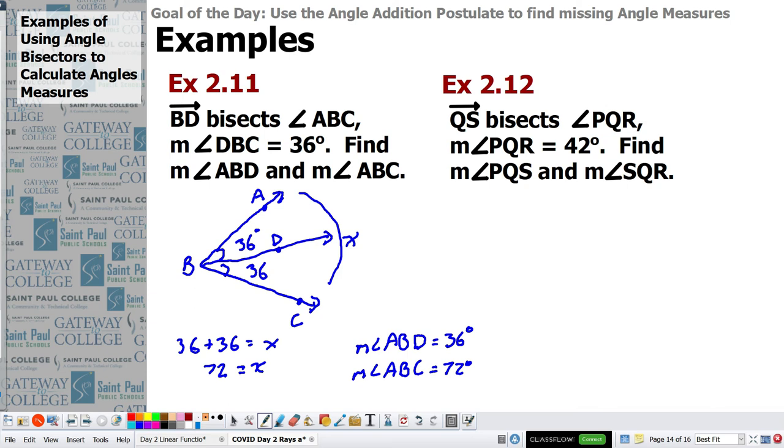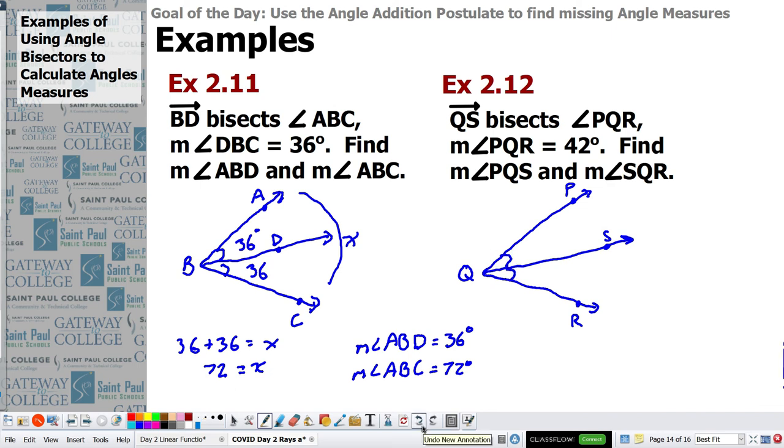All right. Last example here. Ray QS bisects angle PQR. The measure of PQR equals 42 degrees. Find the measure of PQS and the measure of SQR. So let's draw the picture first. PQR. So P, Q, and R. And QS bisects it. QS. And we put the arcs in there.